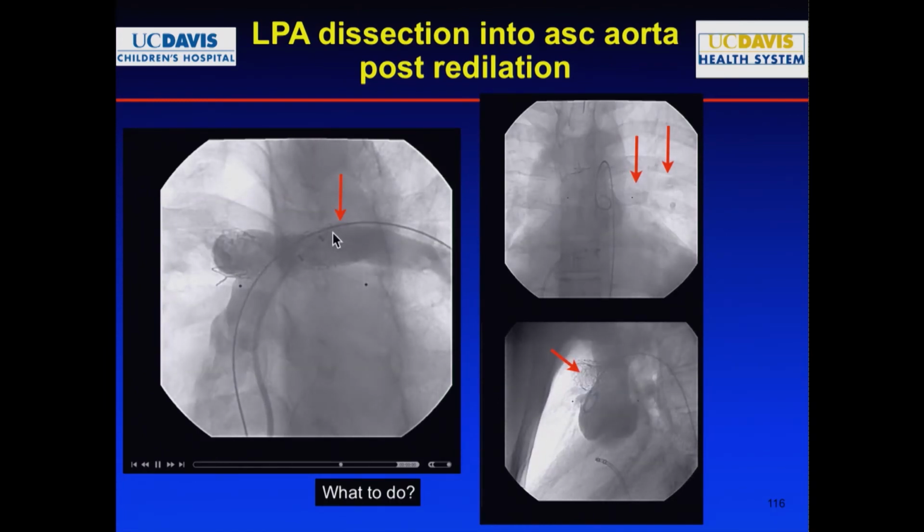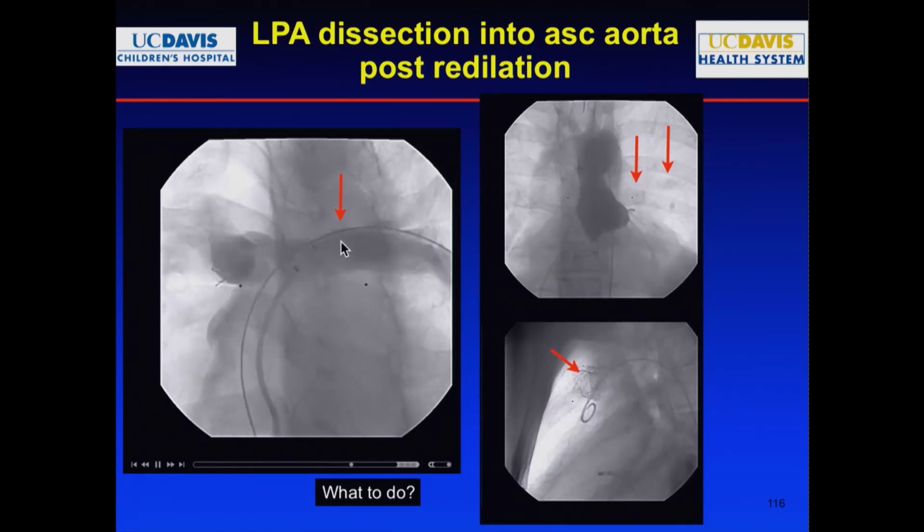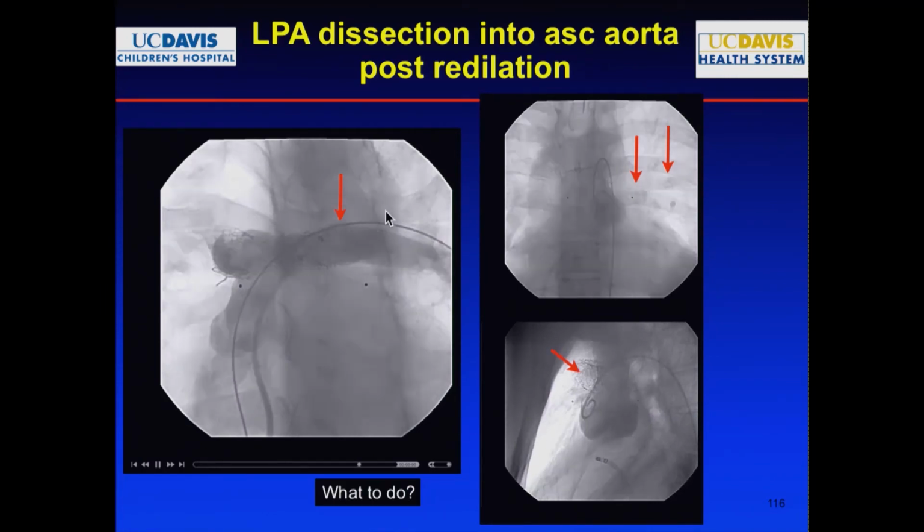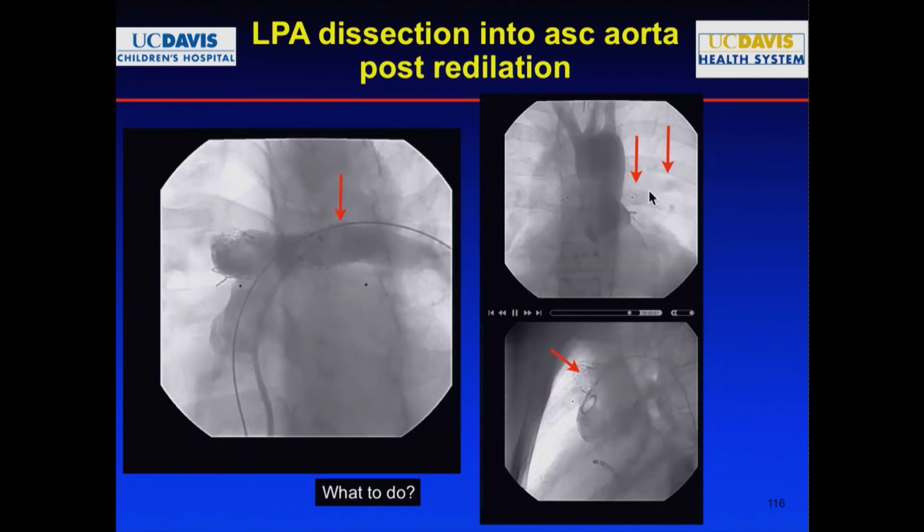So you notice there's some contrast here. That tells me that there's something wrong here. That tells me there's some unopacified blood going into mixing with the contrast here. So of course we go in and take a picture in the aorta, and what do you notice? You notice contrast right here.